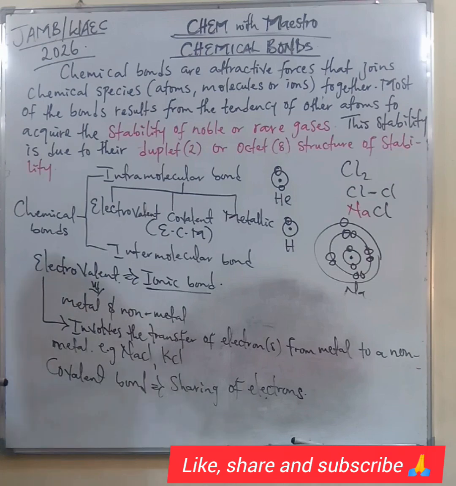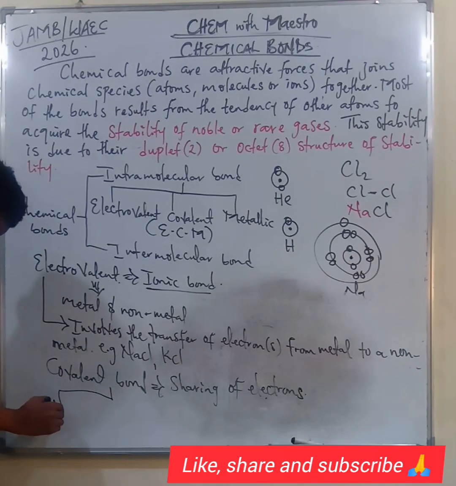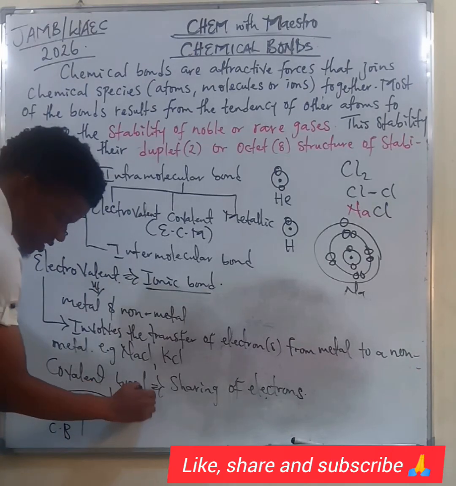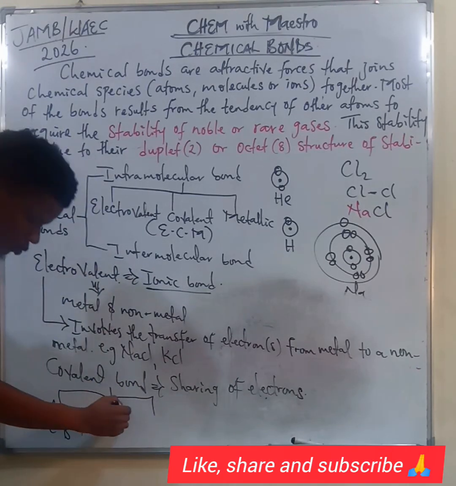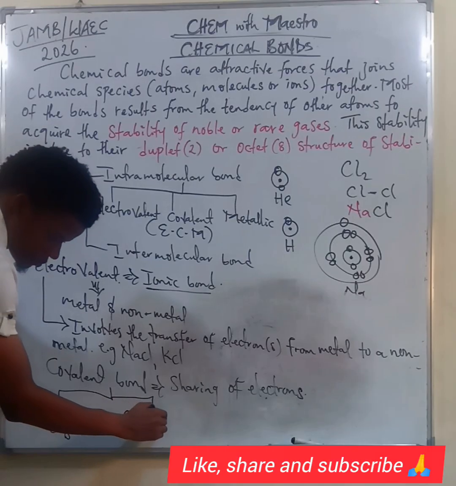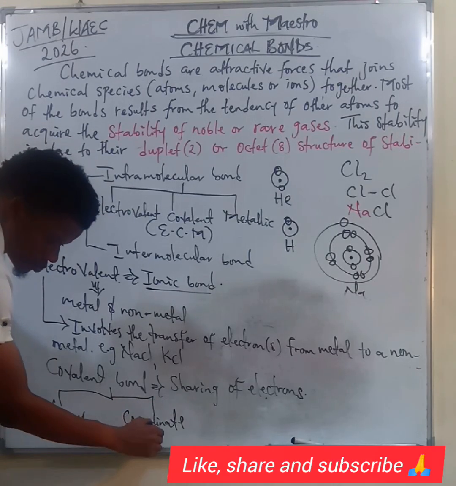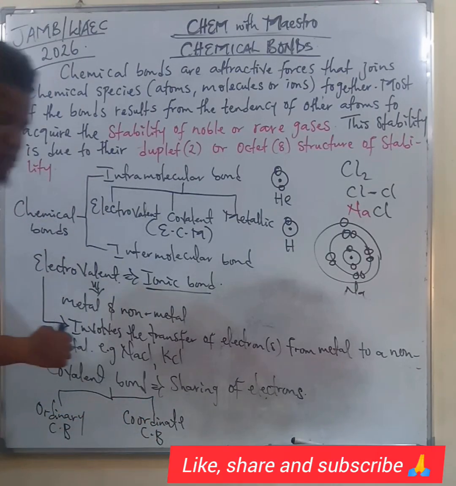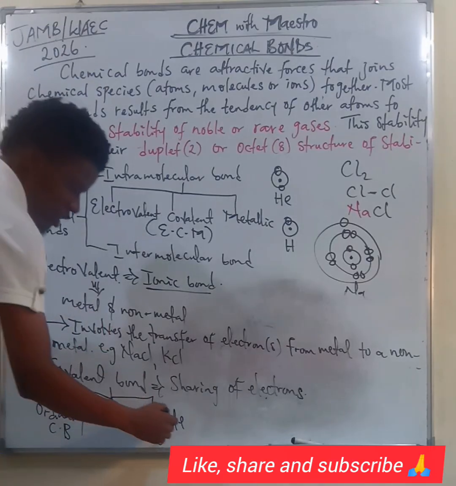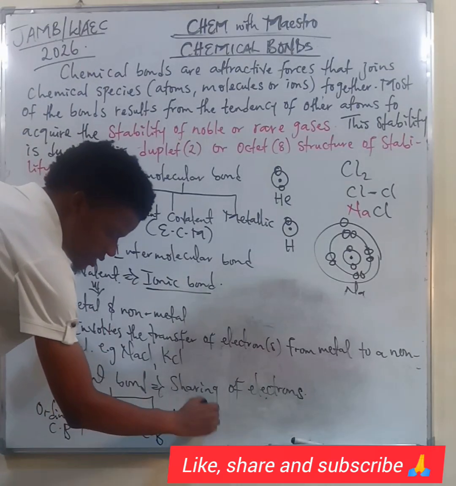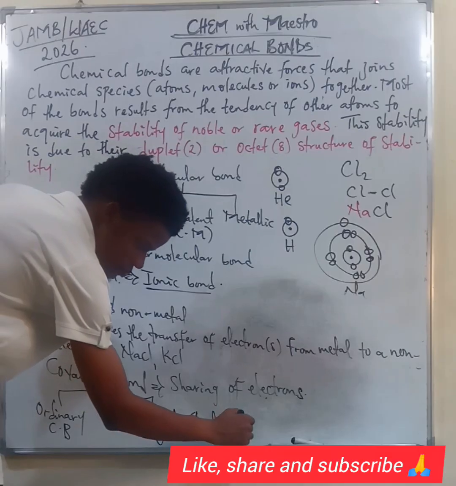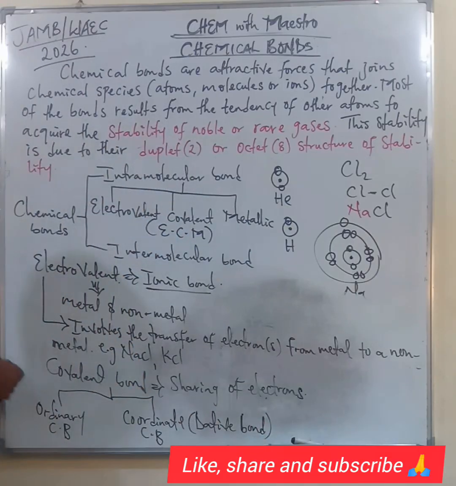Now, watch this. A covalent bond can either be ordinary covalent bond, or we say it is what? Coordinate covalent bond. Now, coordinate covalent bond, please take note, is called dative bond. Alright, coordinate covalent bond is called what? Dative bond. Please take note of that.